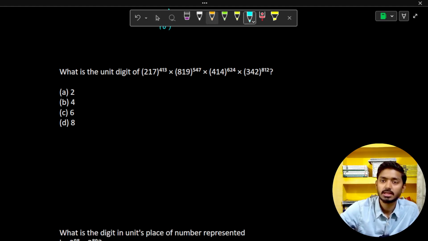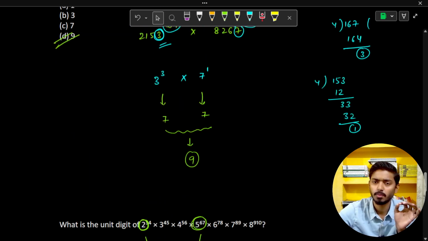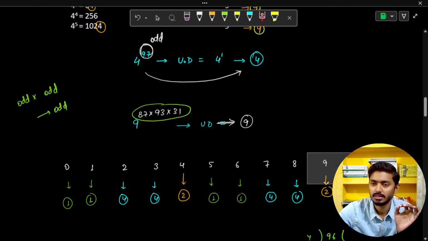What is the unit digit for so and so? Since they are talking about the unit digit, we'll just take the unit digits from over here. That is 7, 9, 4, and 2. Alright? Now let's talk about its power. Now, I'd like to go back a little bit. Let's copy this one.